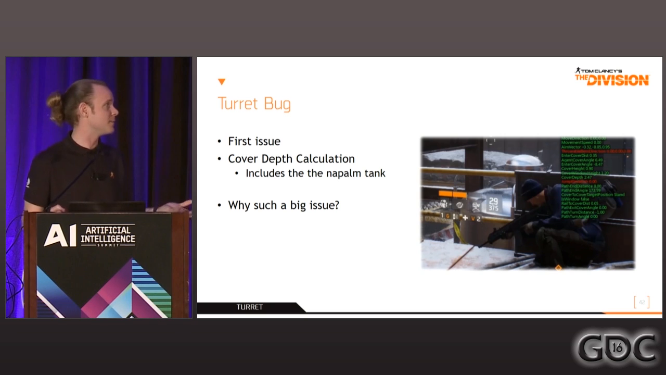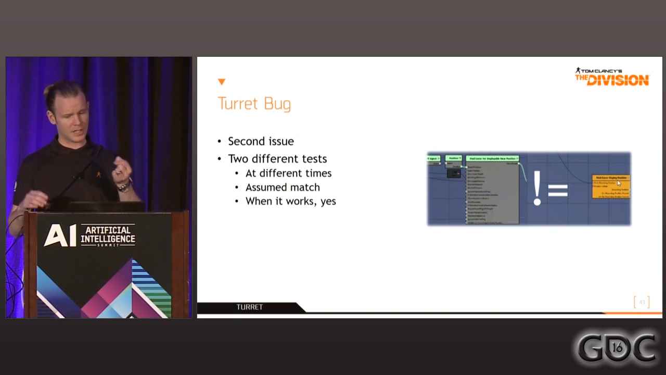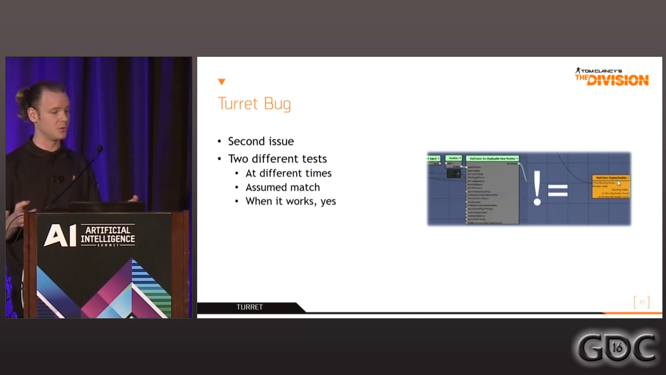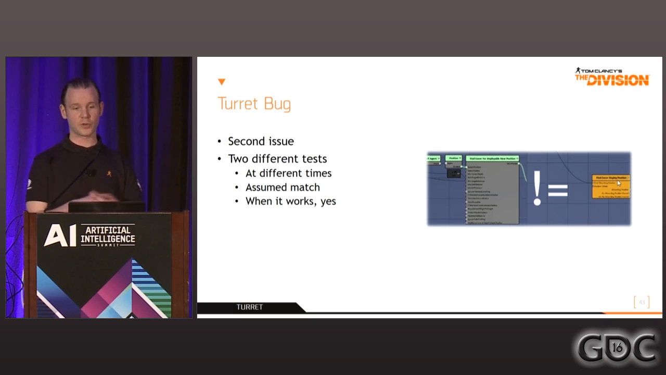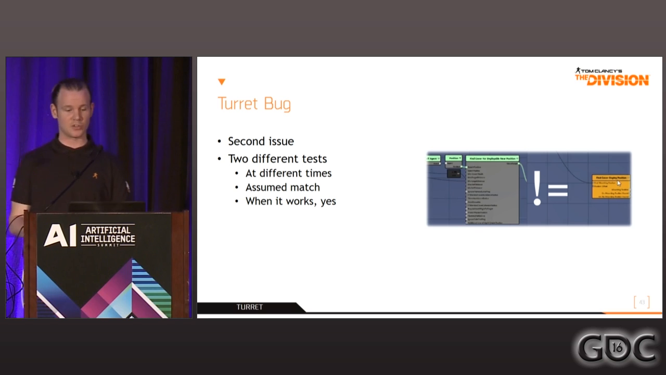But why would that be such a big issue? As I mentioned before, we had the other issue. We had two different tests. The first evaluation says, okay, this is 2.47 meters, that's great, I'll go there. And as soon as you get there and try to deploy the turret, oh no, actually it's not. And then he just bails and runs away.